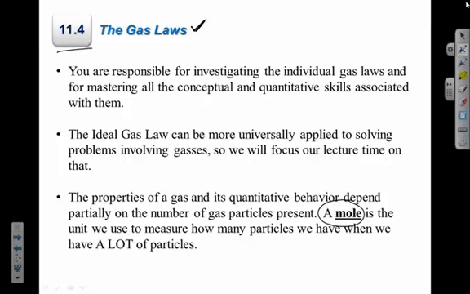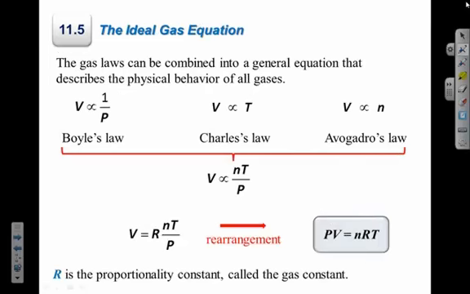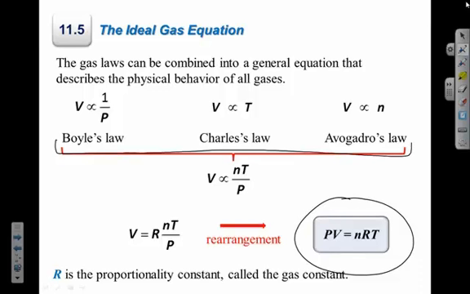So I might ask you some conceptual questions about 11.4, but mathematically the quantitative questions you can solve using the ideal gas law, because the ideal gas law comes from combining the individual gas laws in section 11.4. Right, so in the individual gas laws, for Boyle's law, you're looking at the relationship between volume and pressure, and the temperature and the moles are constant. So you can only apply Boyle's law if the temperature isn't changing and the number of moles of gas isn't changing. So it's limited in what you can do with it.